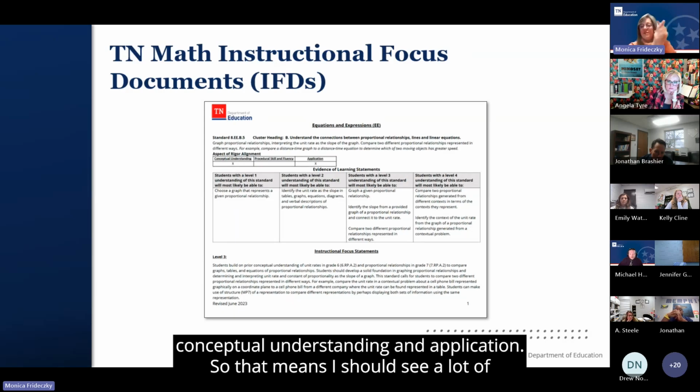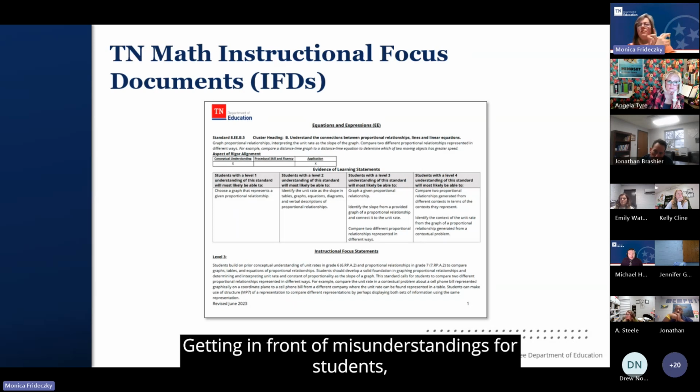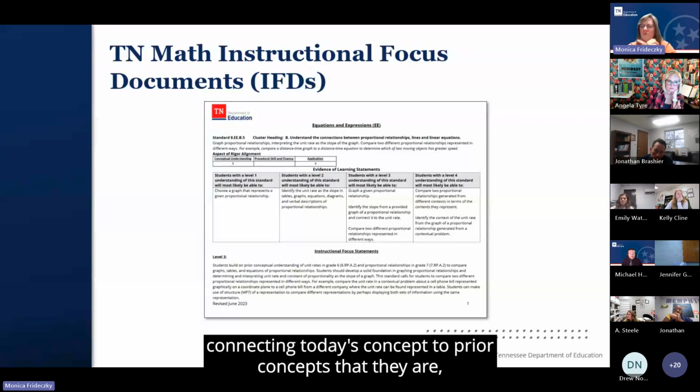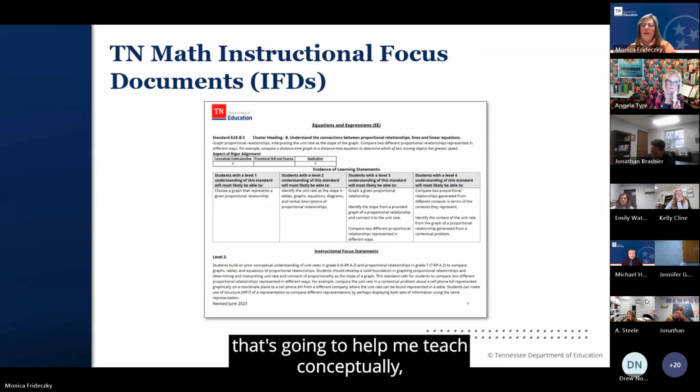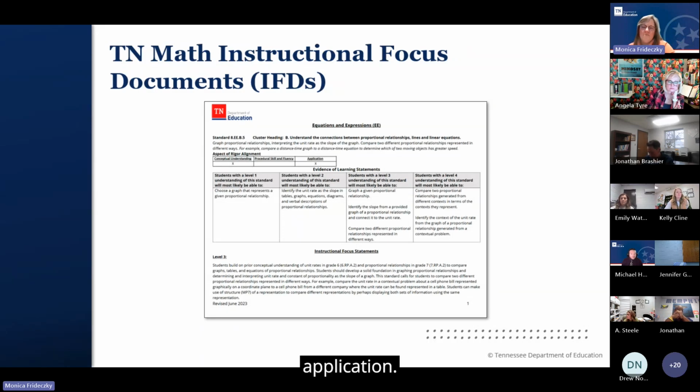So that means I should see a lot of instruction that's based on conceptual understanding, getting in front of misunderstandings for students, connecting today's concept to prior concepts that they have. That's going to help me teach the standard conceptually. And then there will also be some application.